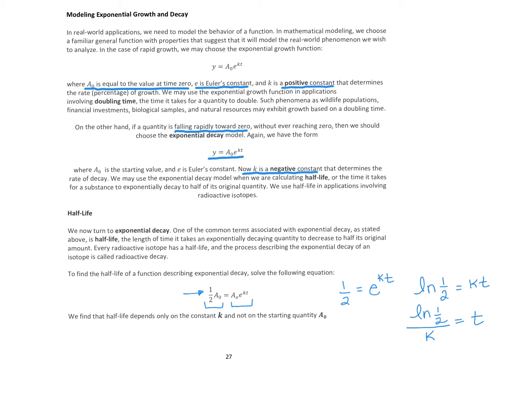It's interesting that the half-life actually depends only on the constant k and not on the starting quantity a sub 0. We can also write this as t being negative the natural log of 2 over k. That's simply because the natural log of 1/2, using our rules of logarithms, is the natural log of 1 minus the natural log of 2, and the natural log of 1 is 0.